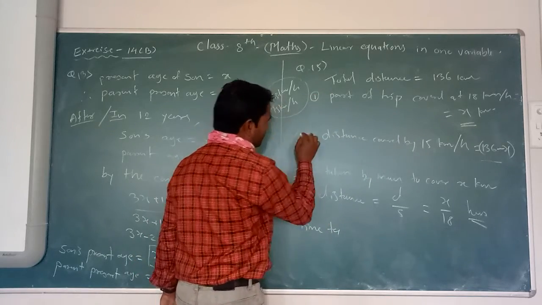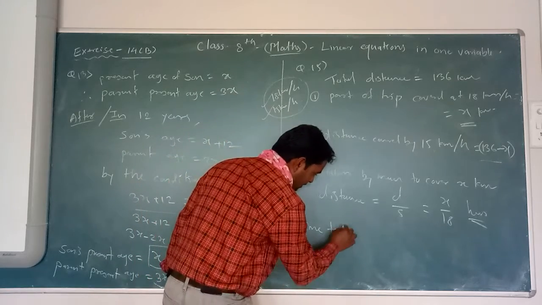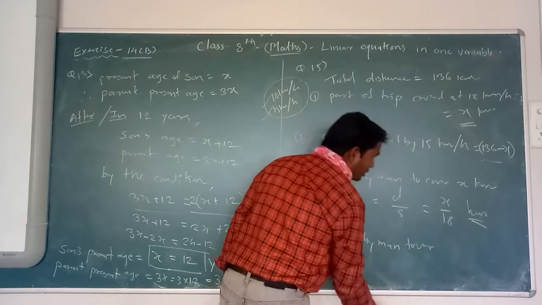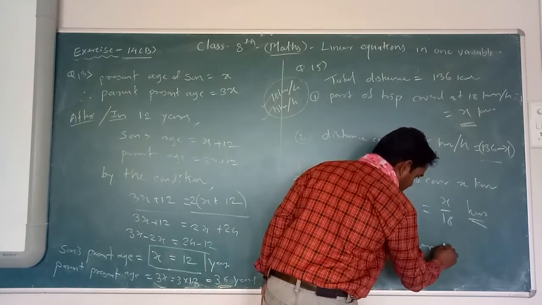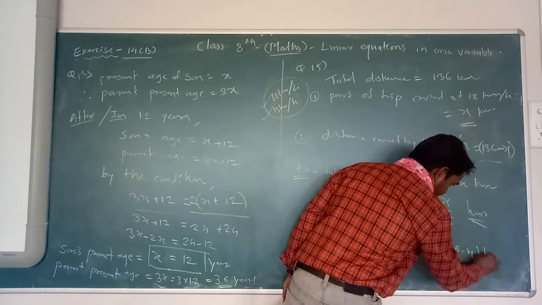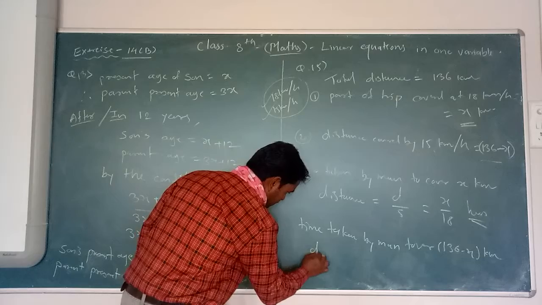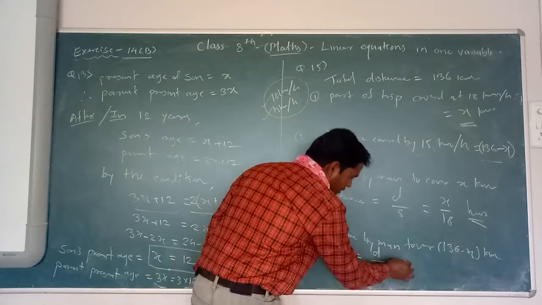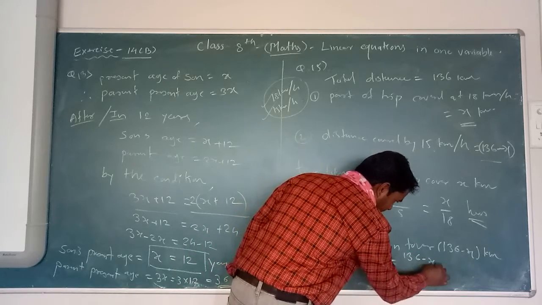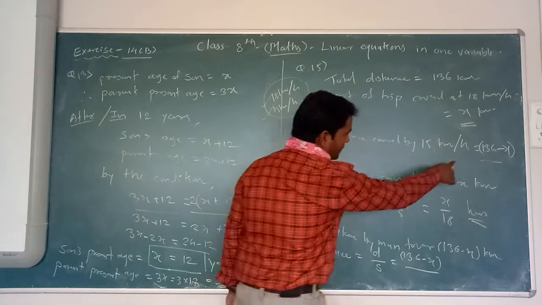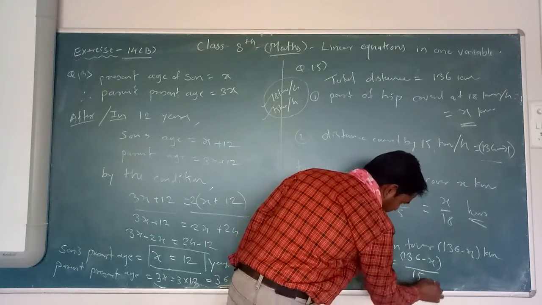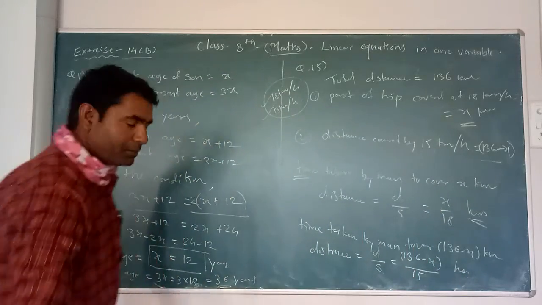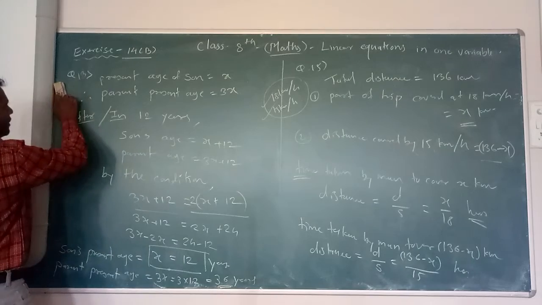Now we will find for the second one. Both times we will find. Time taken by man to cover the second distance, 136 minus x kilometer. Here also the same formula, distance upon speed. Distance will be 136 minus x upon, how much is the speed here? 15 km per hour. So this much time it will require. Now after that we will see the next part.